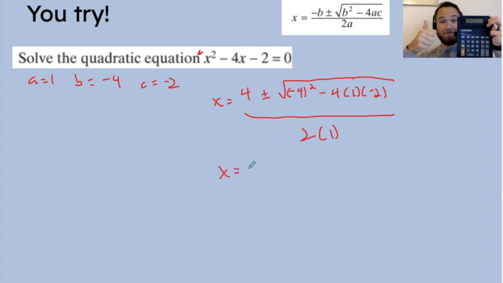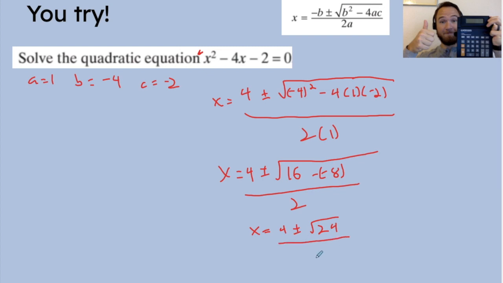So x equals 4 plus or minus. -4 squared is 16, minus 4 times 1 is 4. 4 times -2 is -8. So minus -8, over 2. And simplify this top. So x equals 4 plus or minus 16. Okay, minus a negative is going to be 24 over 2.